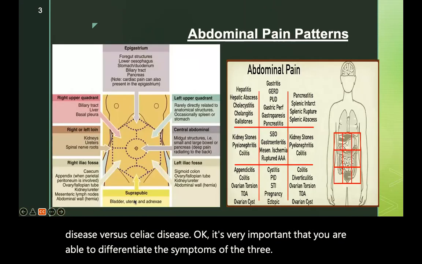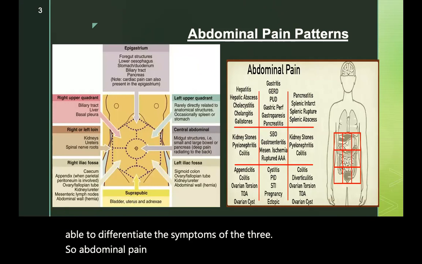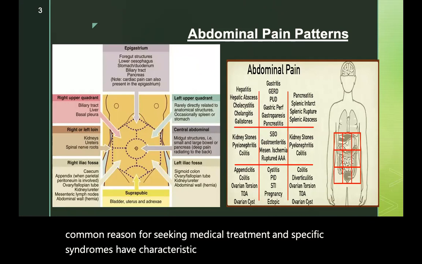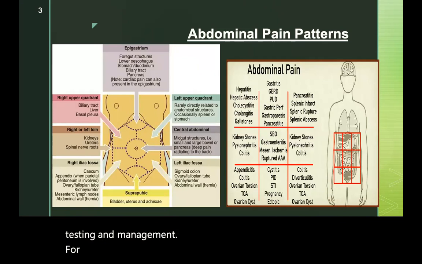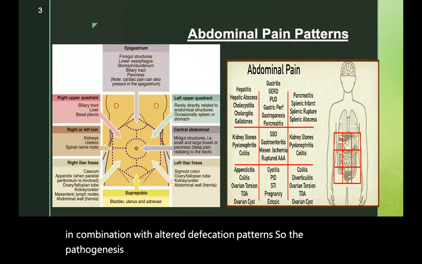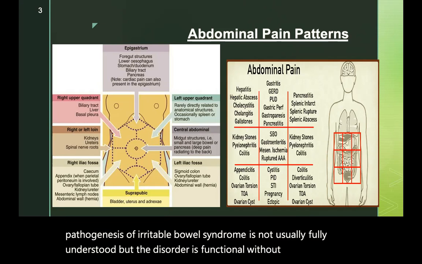Okay, so abdominal pain patterns. So important. Abdominal pain is a common reason for seeking medical treatment, and specific syndromes have characteristic pain patterns that inform follow-up testing and management. For instance, irritable bowel syndrome presents with recurring pain in combination with altered defecation patterns. The pathogenesis of irritable bowel syndrome is not usually fully understood, but the disorder is functional without structural markers.